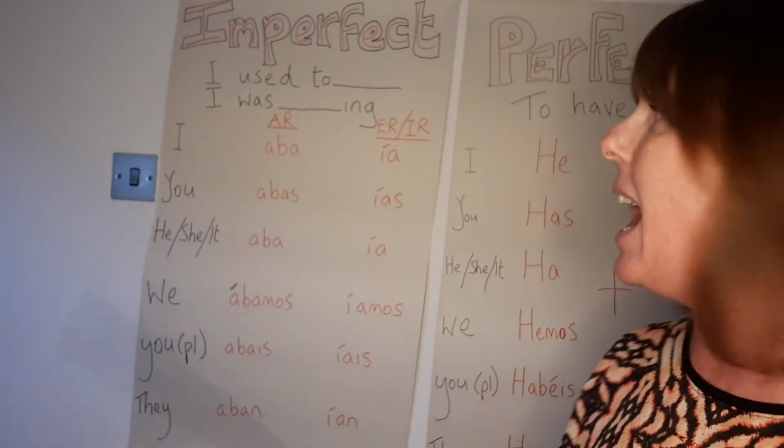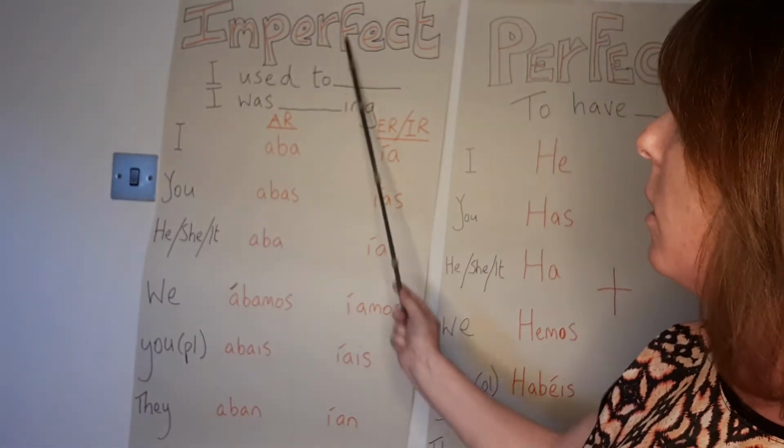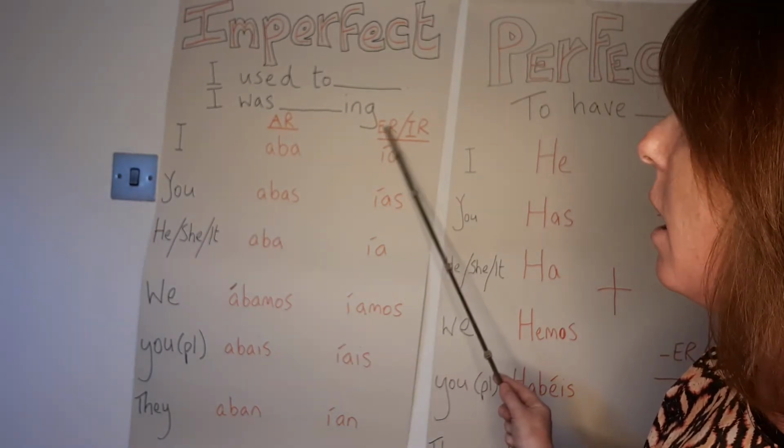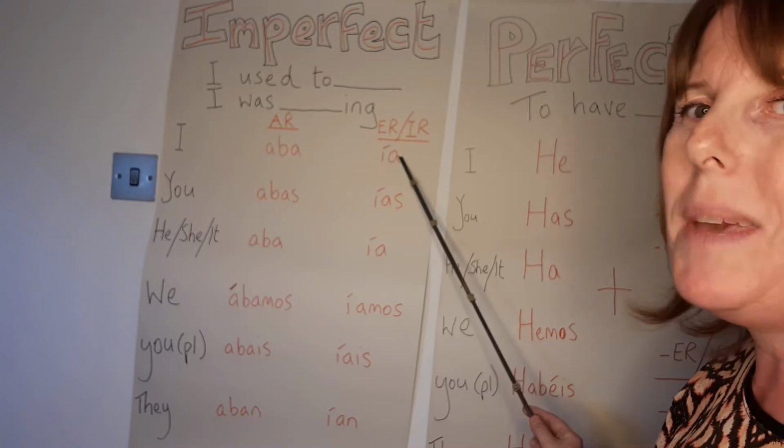If you wanted to say "I used to eat," you'd think, right, it's that one. "I used to eat." Comer is the verb, so it's ER. Knock your ER off. Ía, comía.